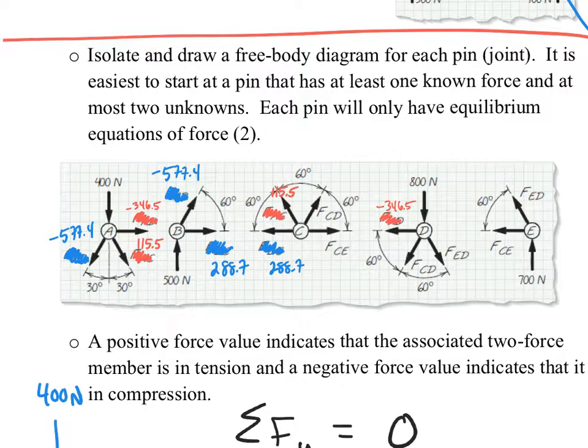Does it matter which of these three I choose next? What do you think? Does it matter which of these three I choose next? No, because they all have two unknowns, but one is better than the others. Two choices are better than one of them. Which choice is not the one you want to start with?